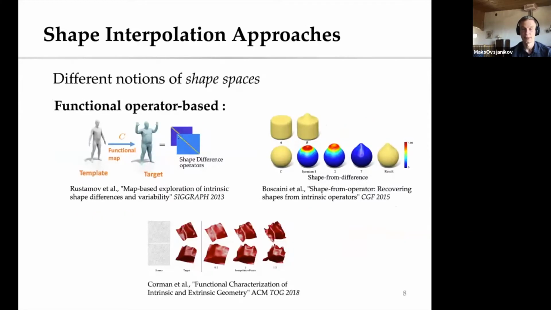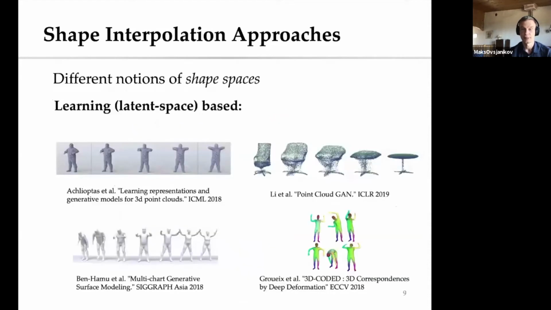On the other hand, there are more recent functional-based approaches that basically assume that you have some functional correspondences between the shapes, and I'll talk about some of these in just a few slides. And finally, there are approaches based on learning, where you basically use a lot of data to learn the appropriate shape space. And then you try to do interpolation in this learned, typically latent space. Right? So this is a very popular approach in machine learning based techniques.